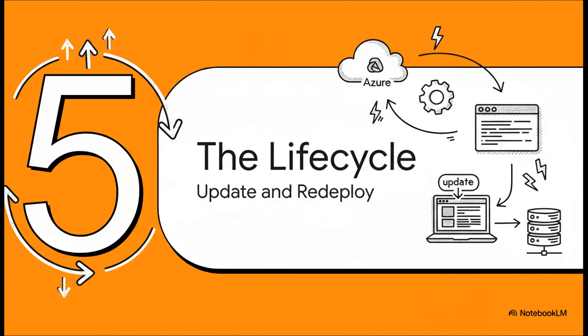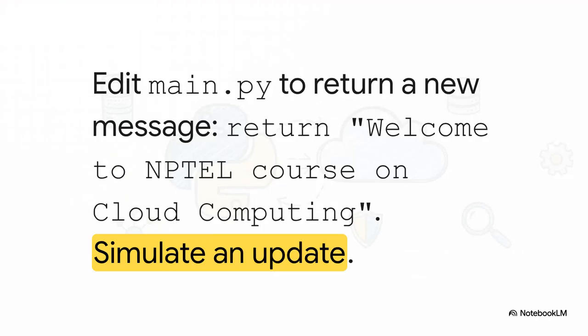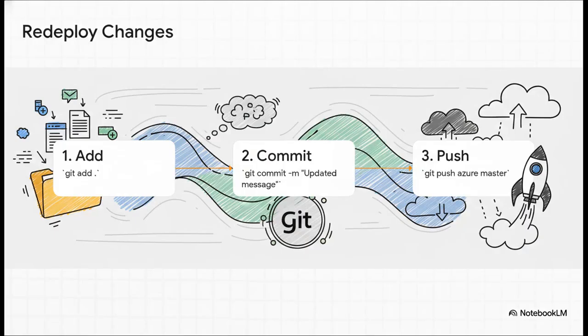A static site is great, but what about making changes? I mean, that's the real world, right? We're always iterating. The true power of a good deployment workflow is how easily you can update your live app. So let's see how simple it is. Back in the Cloud Shell, we'll make a tiny change to the main.py file. We're just going to edit the message it sends back from "Hello World" to something new, just to simulate a quick code update.